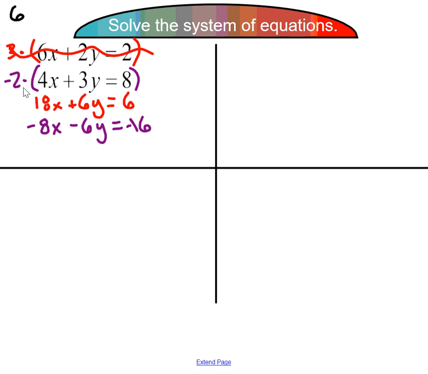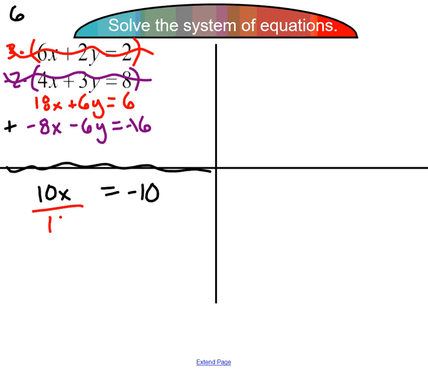I can add those two things together. So I get 10x equals negative 10. Divide both sides by 10. I get x equals negative 1.